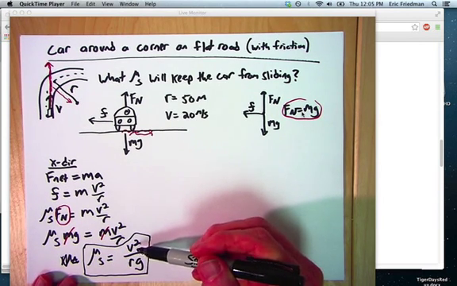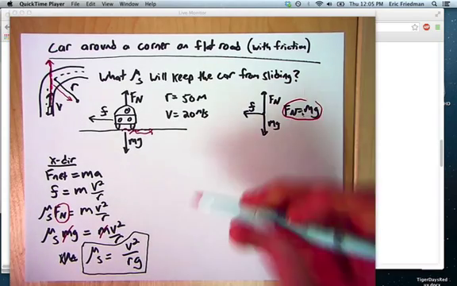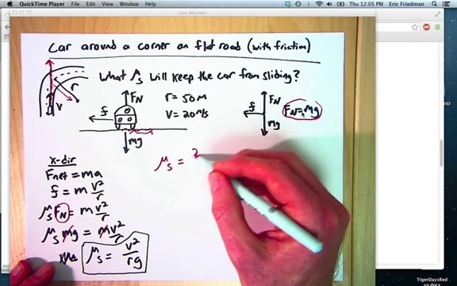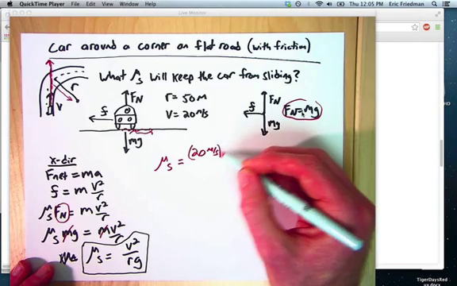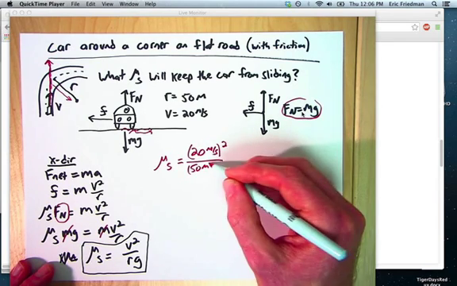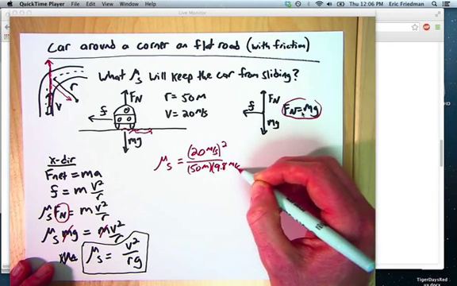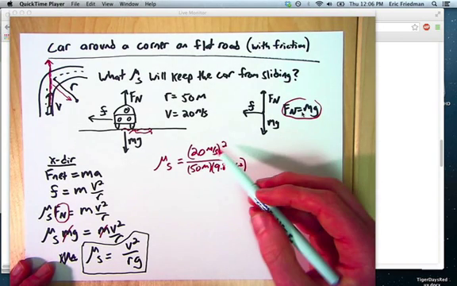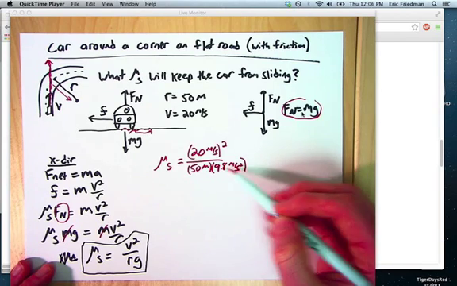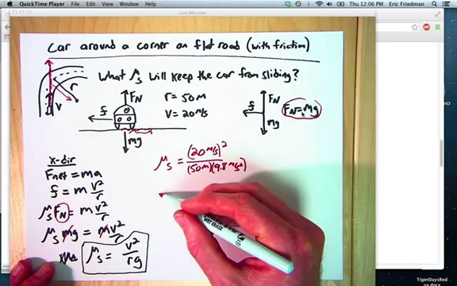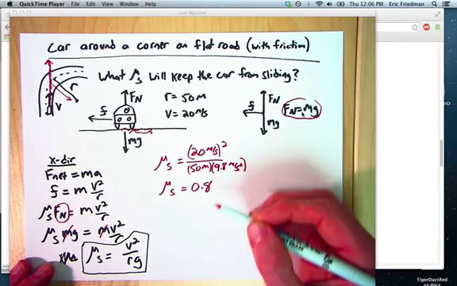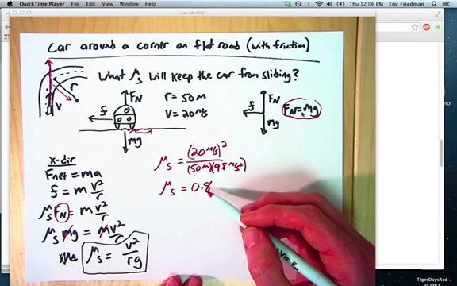So let's plug in our numbers that we had from up here. Mu s equals, our velocity was 20 squared, divided by r, which is 50, times g, 9.8. Notice how the units are going to cancel. That's going to give me meters squared divided by seconds squared, over meters squared divided by seconds squared. So mu doesn't have any units. In this case, mu s is going to be 0.8. So that's what you would need in order to go around the corner that fast.